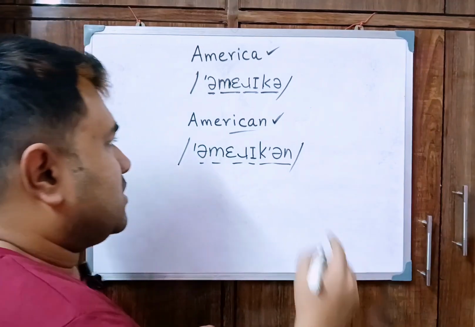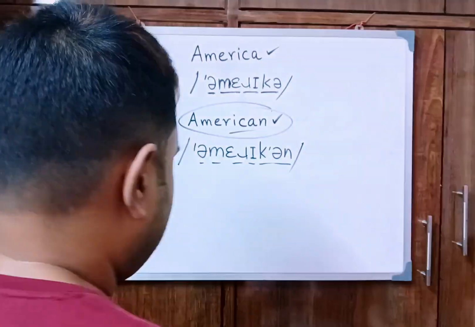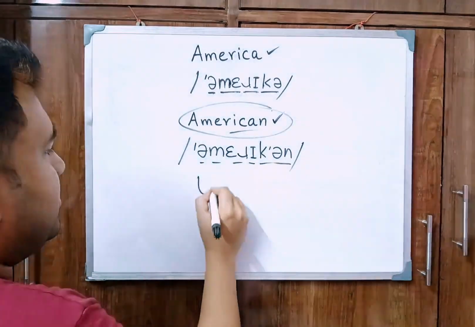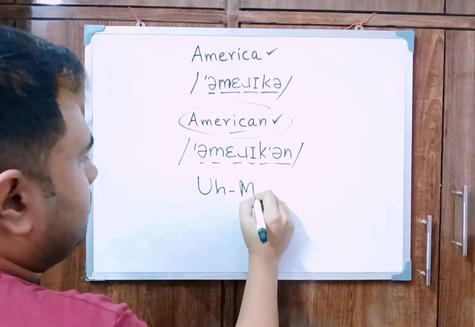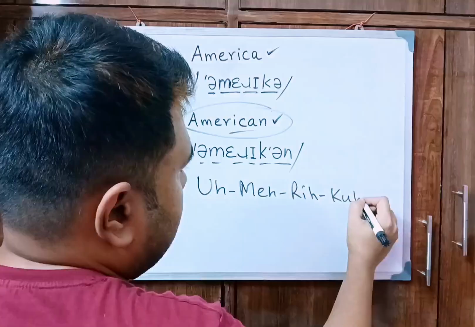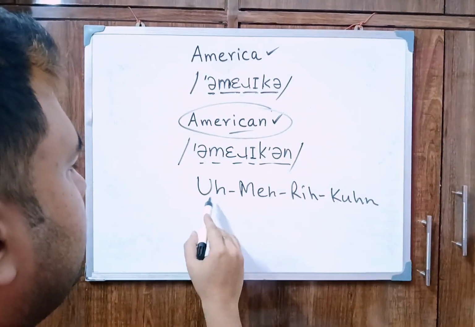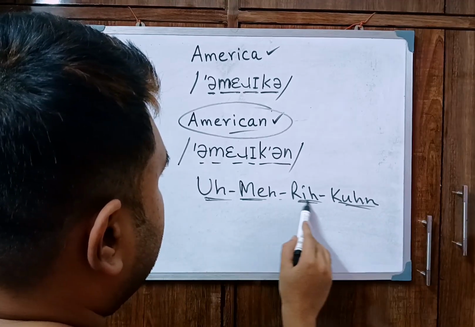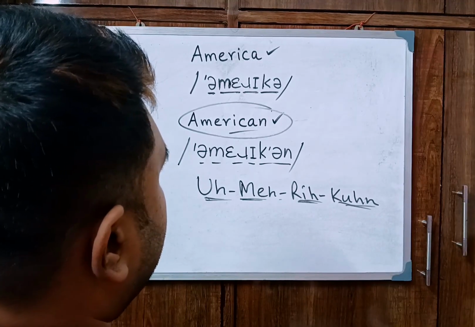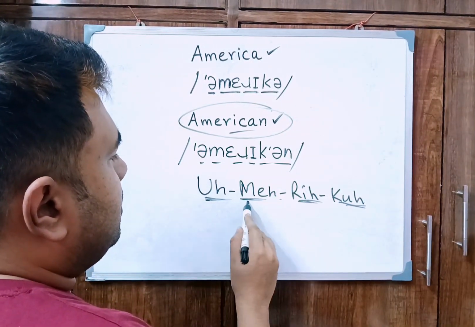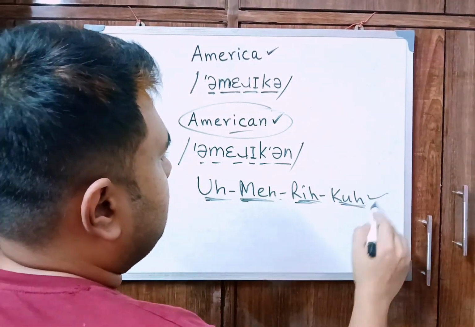Now suppose I am to write this word American. For the sake of understanding, I'm going to write it as per the spelling. It would sound something like American, American. And if it were America, then it would be America, America.